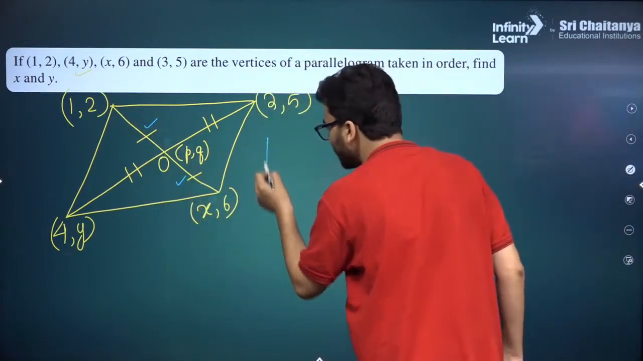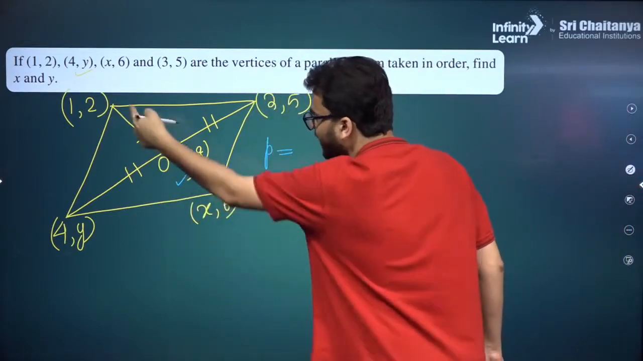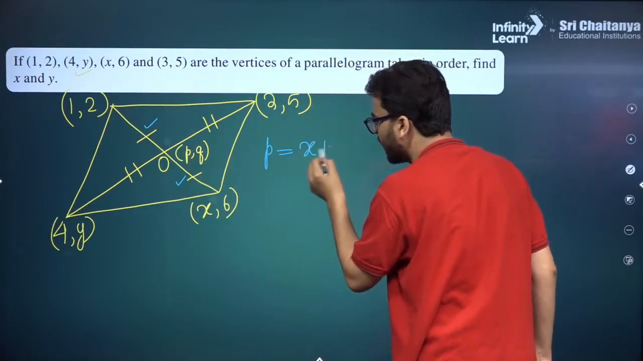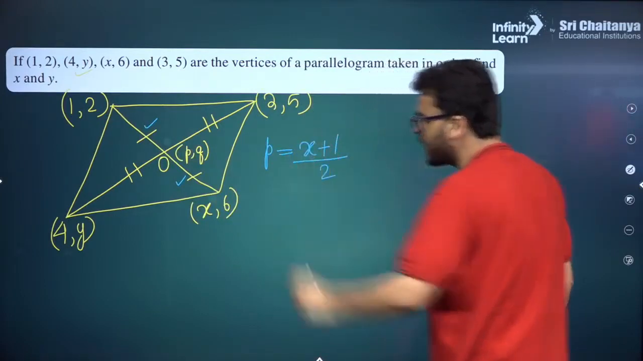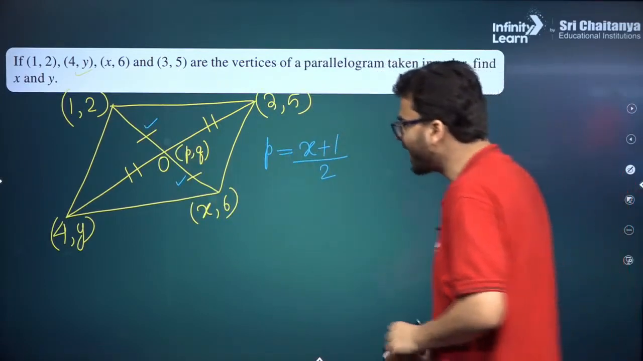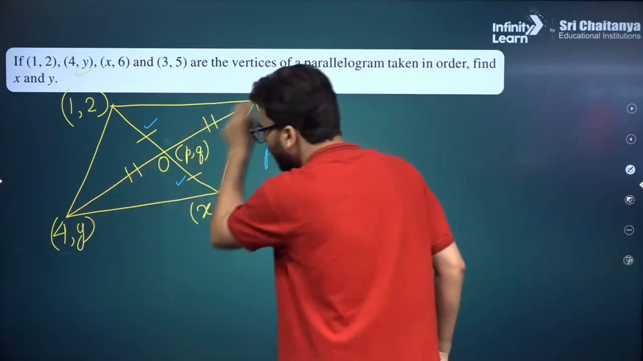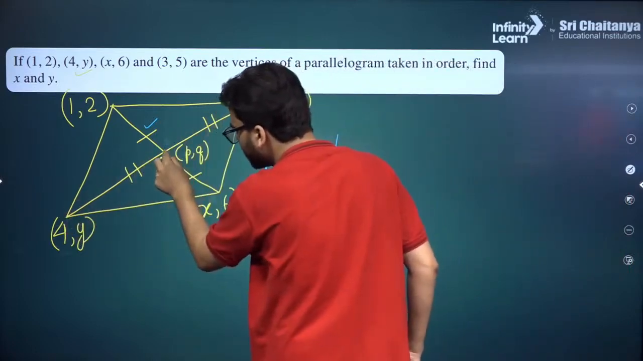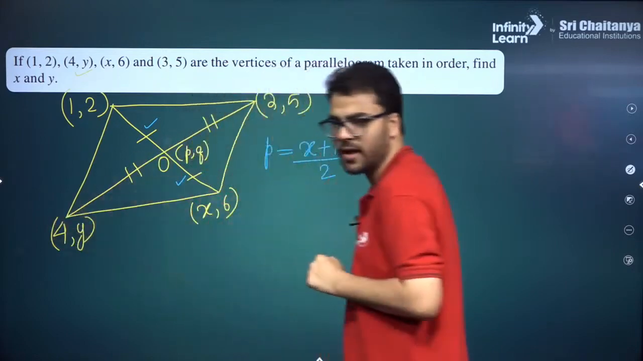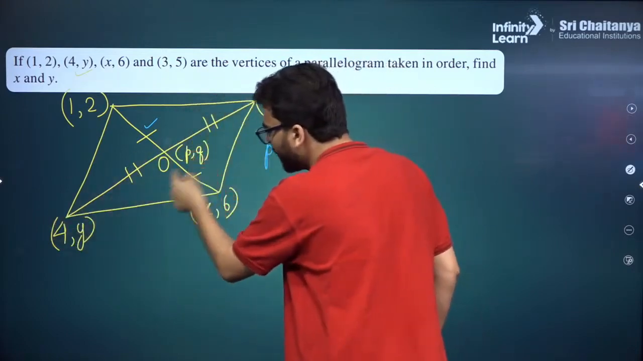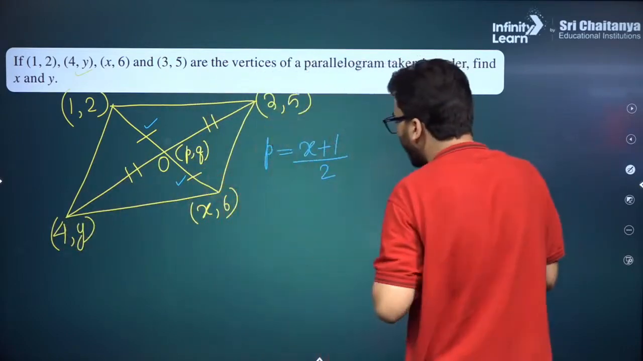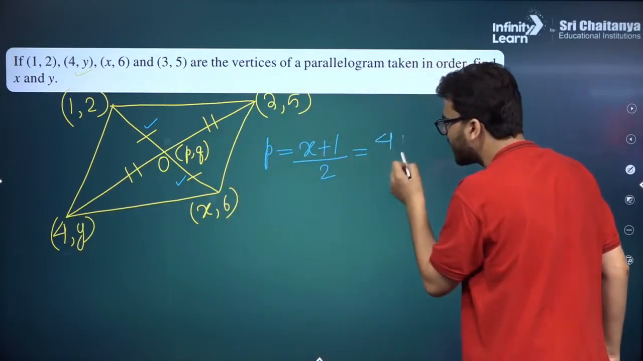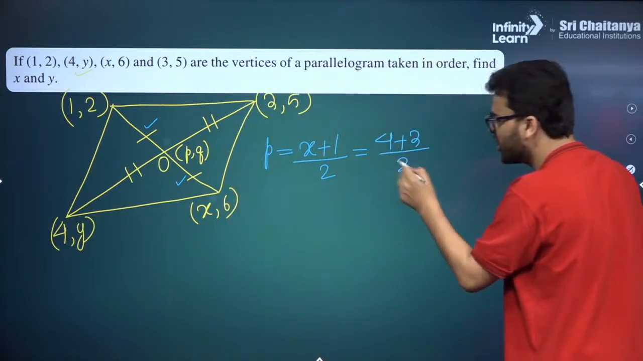So can I not say, see, P will be equal to x plus 1 by 2 or not? Tell me. P will be equal to x plus 1 by 2. In the same manner, can I not use the midpoint formula over here? This is the midpoint of this diagonal as well. So therefore, P will also be written as 4 plus 3 by 2. Can I not say it is 4 plus 3 by 2, guys? Yes or no? Do you agree with me?